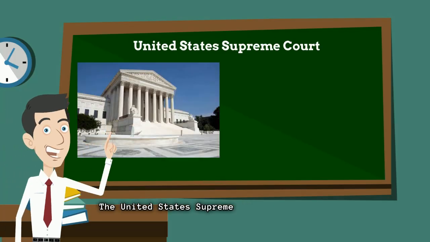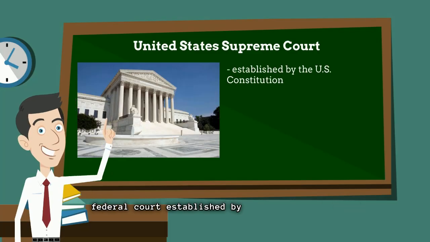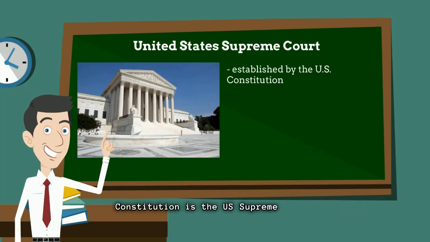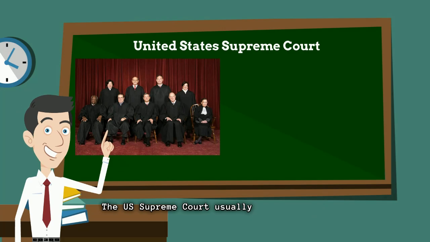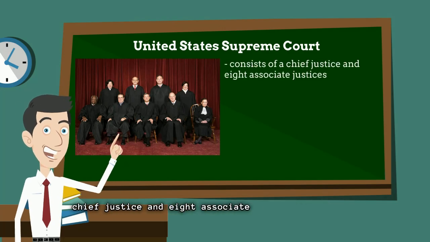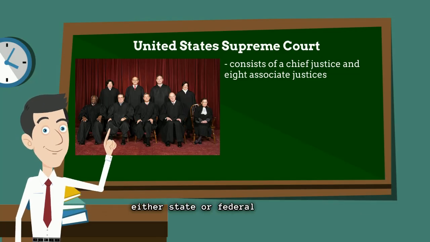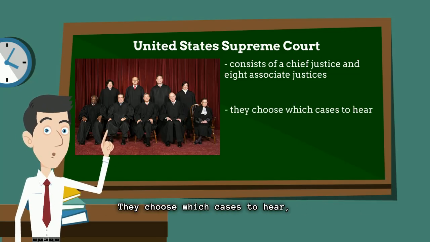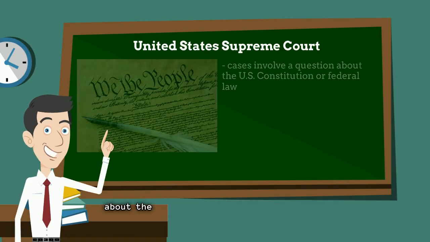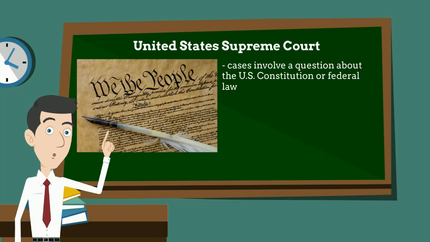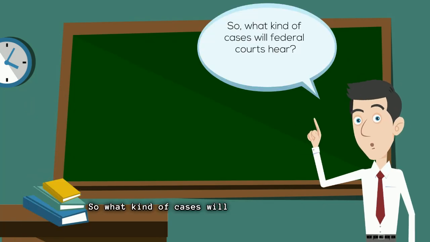The United States Supreme Court. The highest federal court established by the United States Constitution is the U.S. Supreme Court. The U.S. Supreme Court usually consists of a Chief Justice and 8 Associate Justices, and these justices hear cases that may come out of either state or federal courts. They choose which cases to hear, and the cases usually involve a question about the U.S. Constitution or federal law. So what kind of cases will federal courts hear?